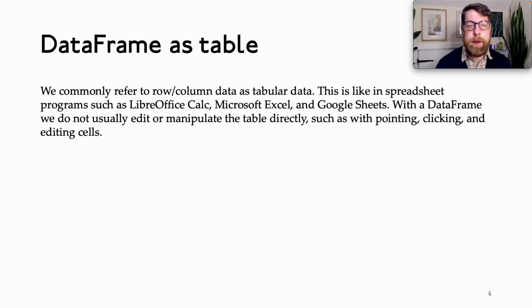So now a data frame is, as we can see, like a table, and we commonly refer to row-column data as tabular data. This is like in spreadsheet programs like LibreOffice Calc, Microsoft Excel, or Google Sheets. With a data frame, we don't usually edit or manipulate the table directly the way we would by pointing or clicking or editing a cell.